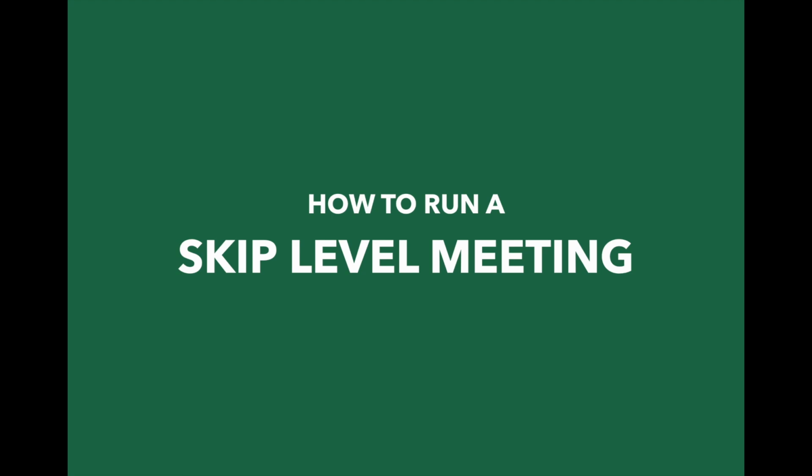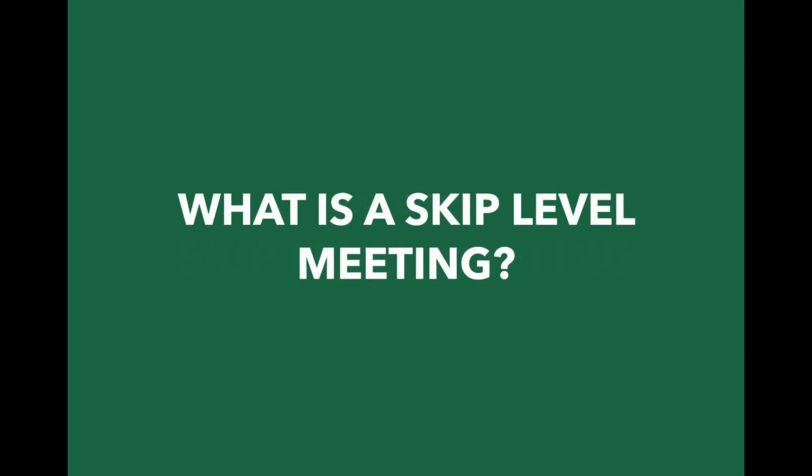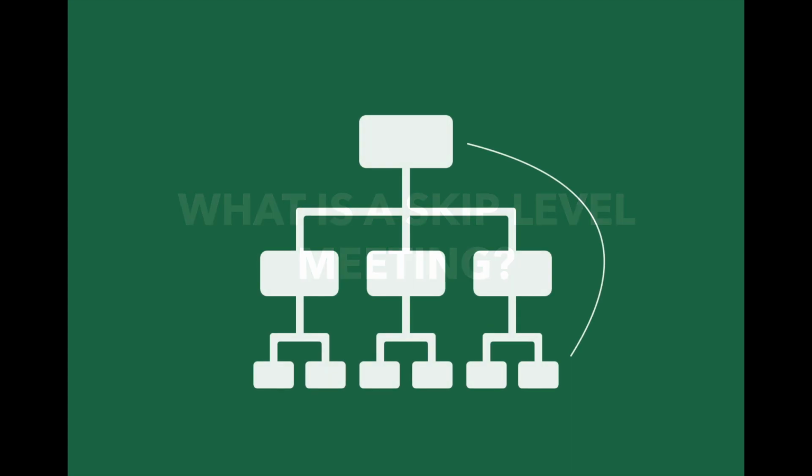In this video, I'll be sharing some tips on how to run a successful skip level meeting. First, let's clarify what a skip level meeting is. A skip level meeting is when a CEO or simply a higher up manager meets with employees that are more than one step down the chain of command.